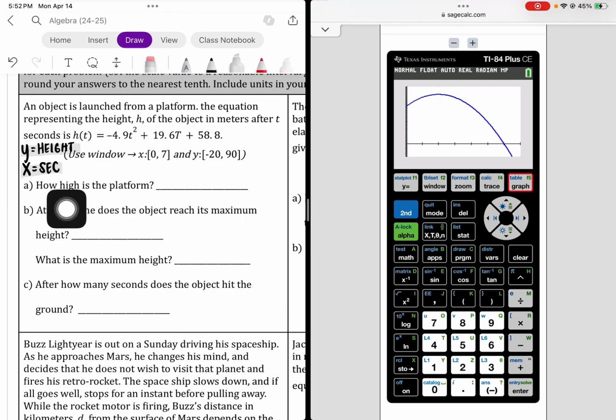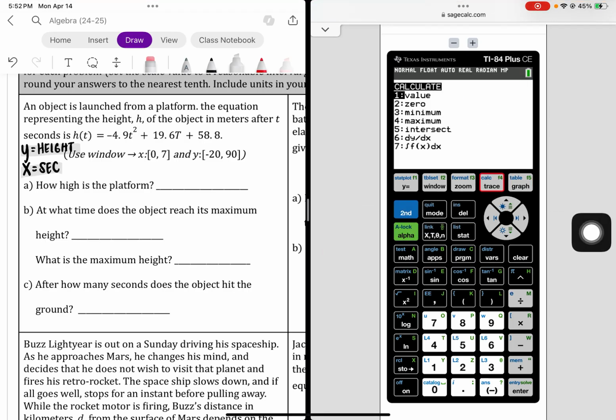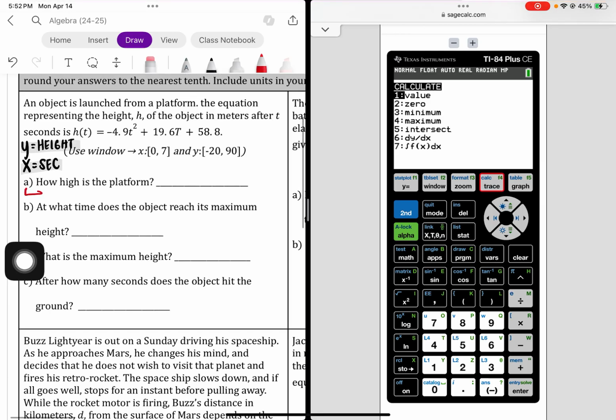When we're talking about how high is the platform, if we are launching from a platform, this is our starting point. So A is all about our y-intercept. We want to find out how high the platform is, so we need to find the y-intercept. This is where we're going to start calculating things on our graph. We want to see where it says calc. We want that blue button, so we're going to click second calc. And we want a specific value. We know that when we're talking about the y-intercept, letter A is talking about the y-intercept.